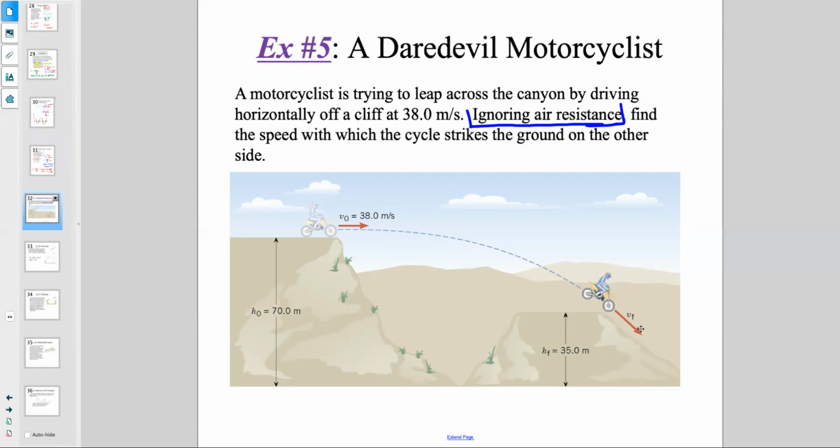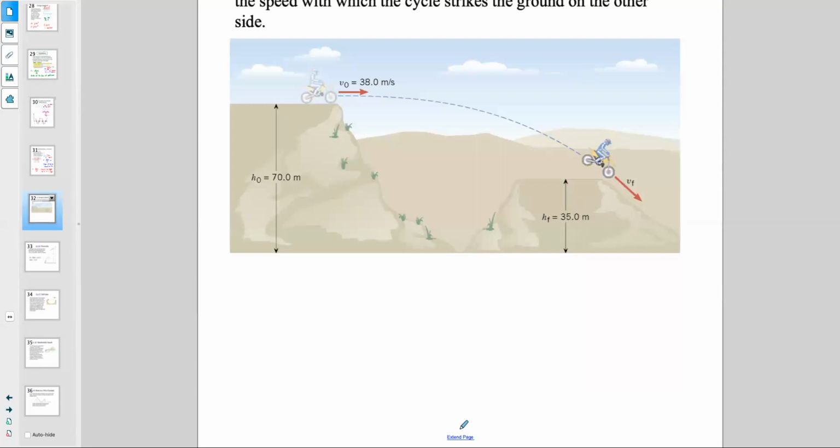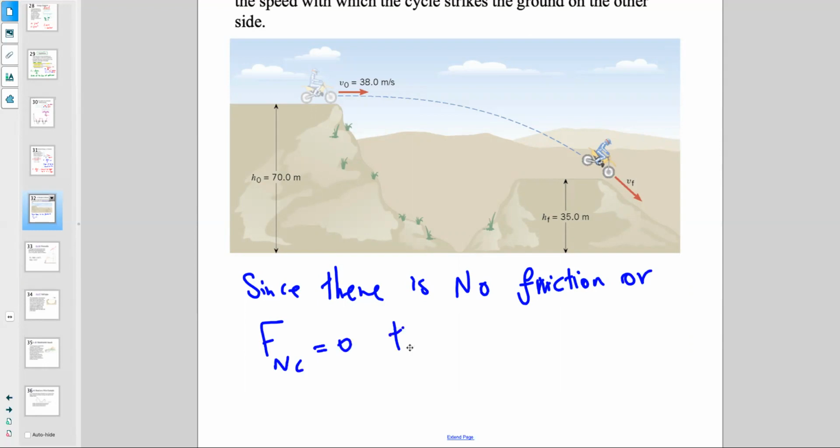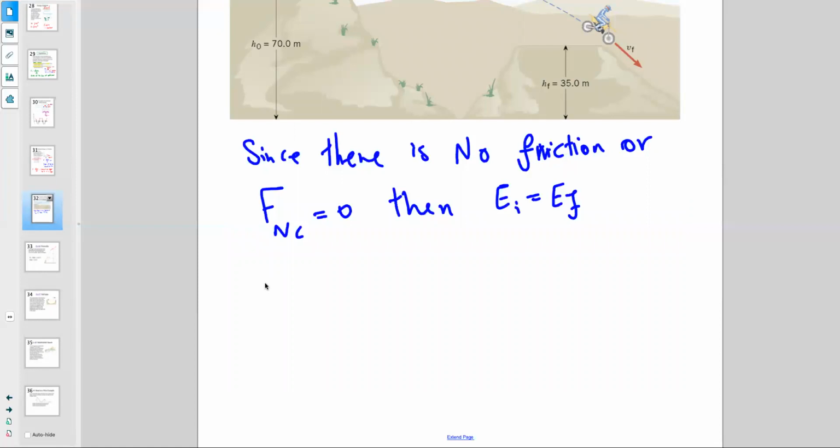And we have the height of each point as well. So since there is no friction, or any force that is non-conservative is zero, then I can write that initial and final energy should be equal. So initial energy should be equal to final energy, or Ki plus Ui should be equal to Kf plus Uf.